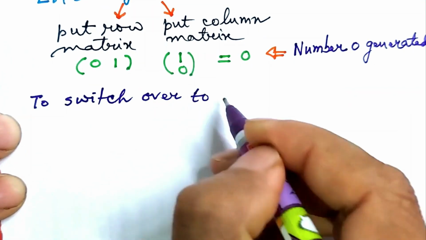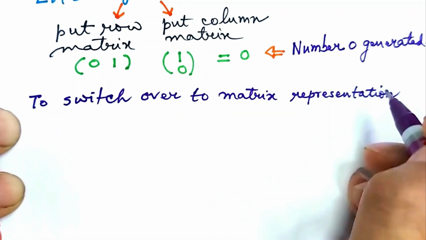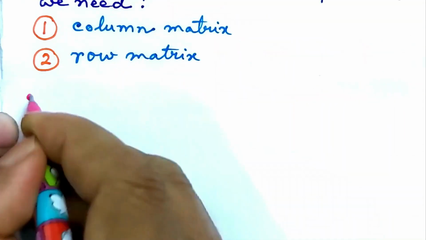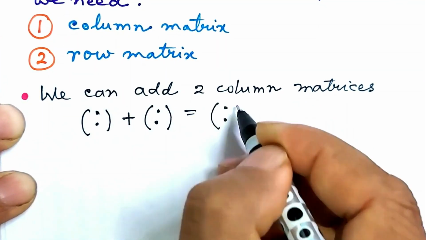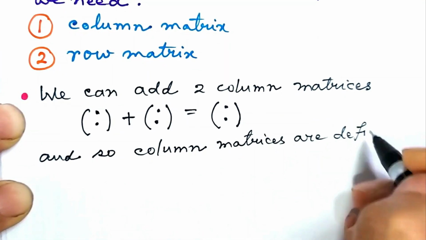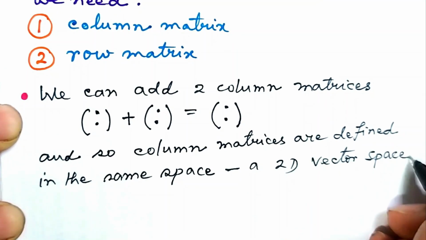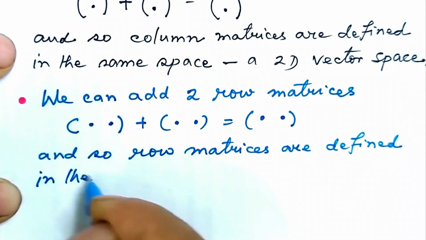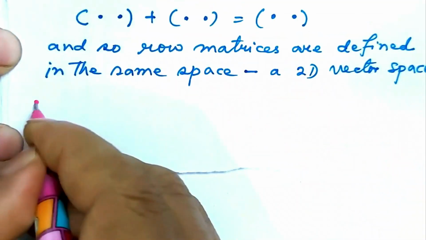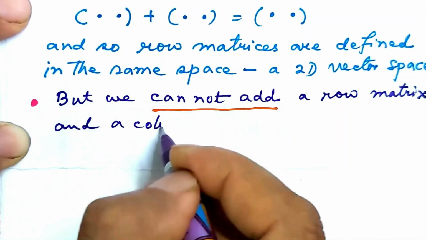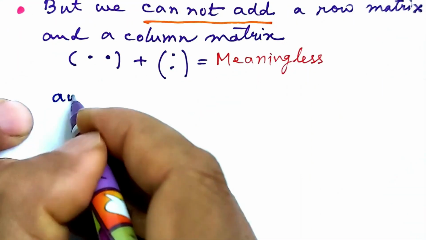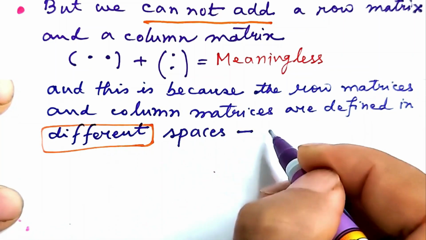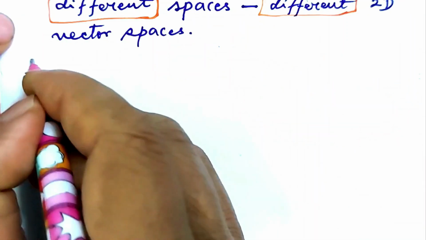It is thus clear that to switch over to matrix representation we need number 1 column matrices, number 2 row matrices. We can add 2 column matrices, and this means that the column matrices are defined in the same space, a 2D vector space. We can add 2 row matrices, and this means that the row matrices are defined in the same space, a 2D vector space. But we cannot add a row matrix to a column matrix. And this is because row matrices and column matrices are defined in different spaces, different 2D vector spaces.